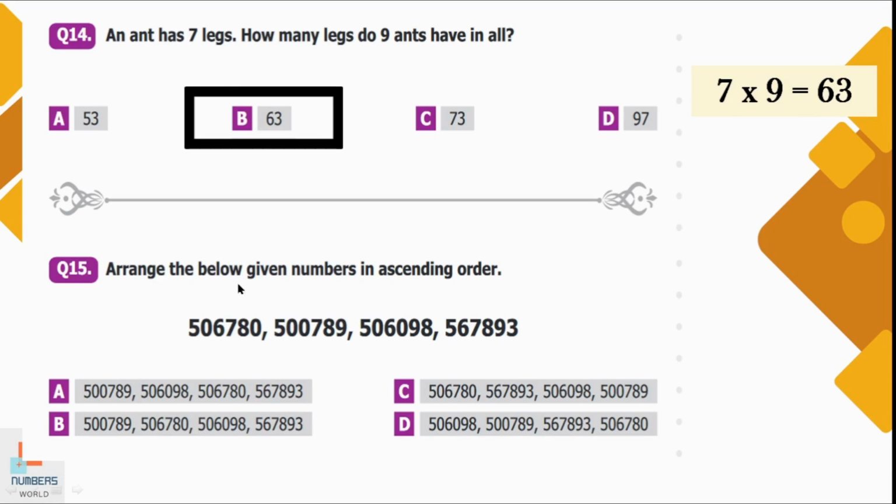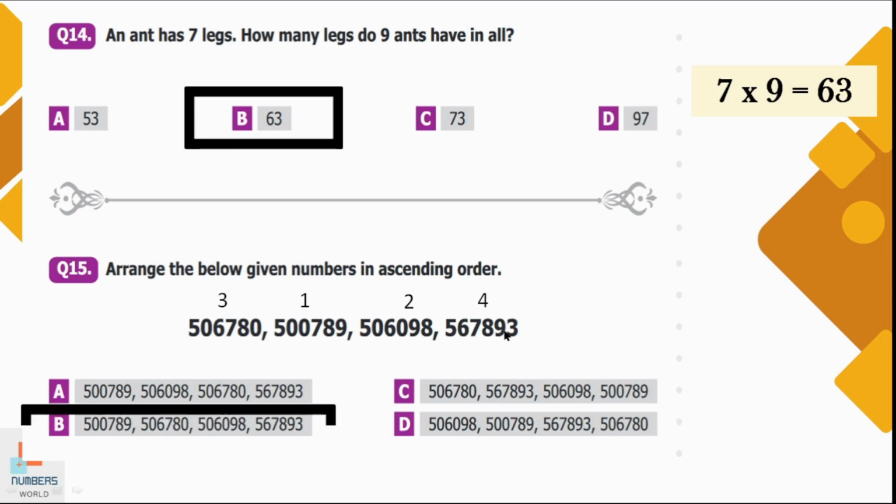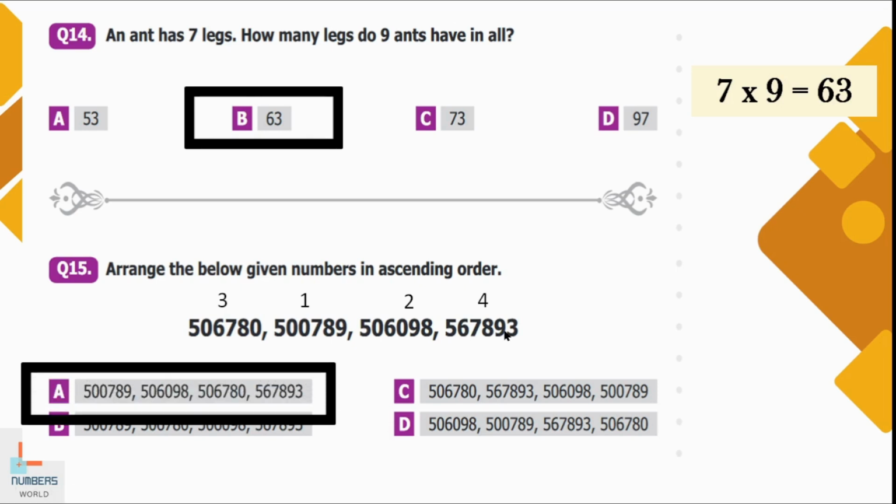Question number 15. Arrange the below given numbers in ascending order. Ascending means smallest to greatest. So the smallest number of all is 500,789. The second number is 506,098. The third number will be 506,780. The last and the greatest number is 567,893. So option A is the correct option.